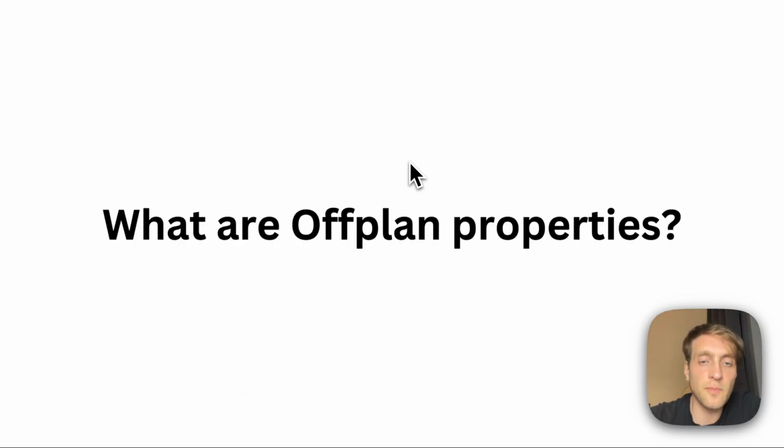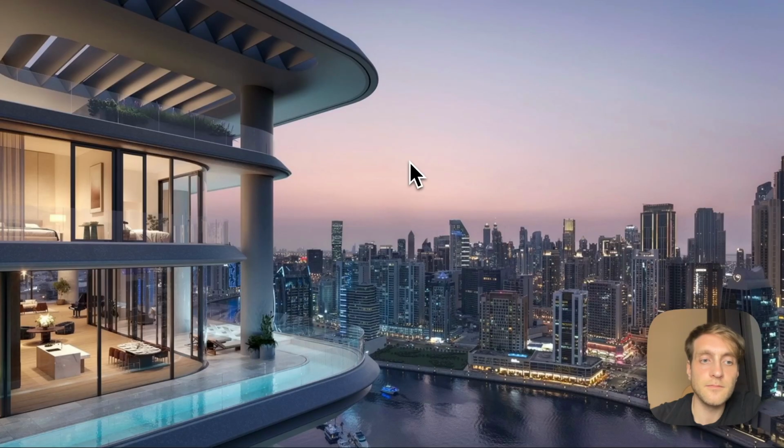So, what are off-plan properties? It's essentially this: beautiful computer-generated images of real estate that does not yet exist. Developers buy a plot and then create these images to pre-sell their projects before laying even the first brick.